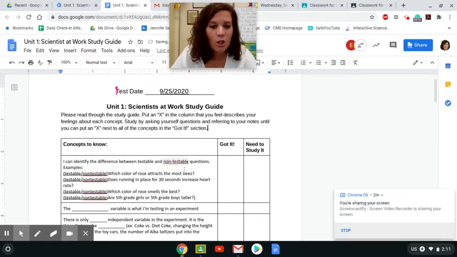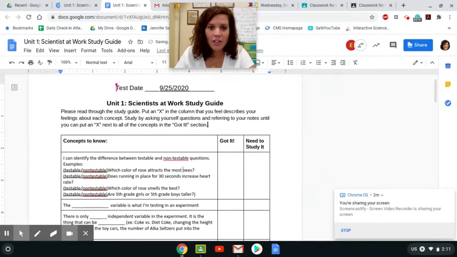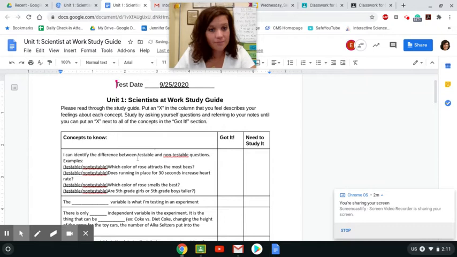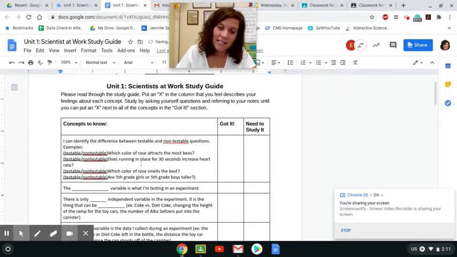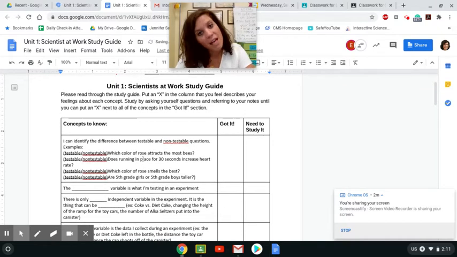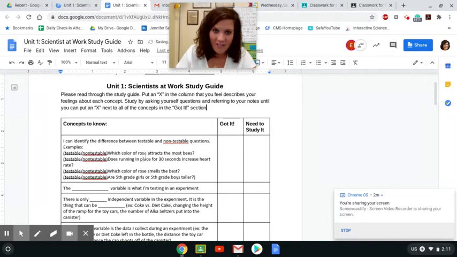Okay, so the concepts that you need to know for your test coming up are variables, testable and non-testable questions, models, different parts of the scientific method. Those are the things that we've learned so far this year. So we're starting off with testable and non-testable questions. Here I have some examples, and you are identifying which is testable and which is non-testable.